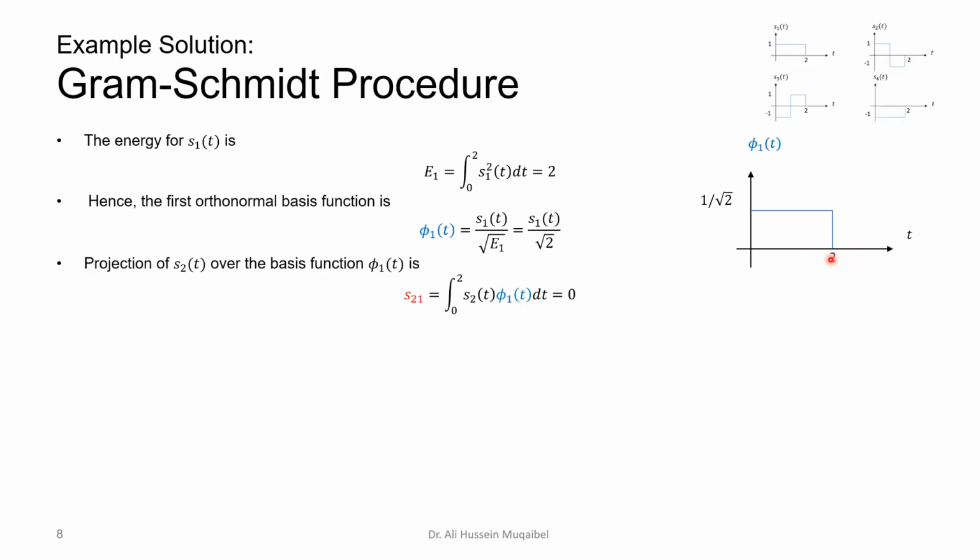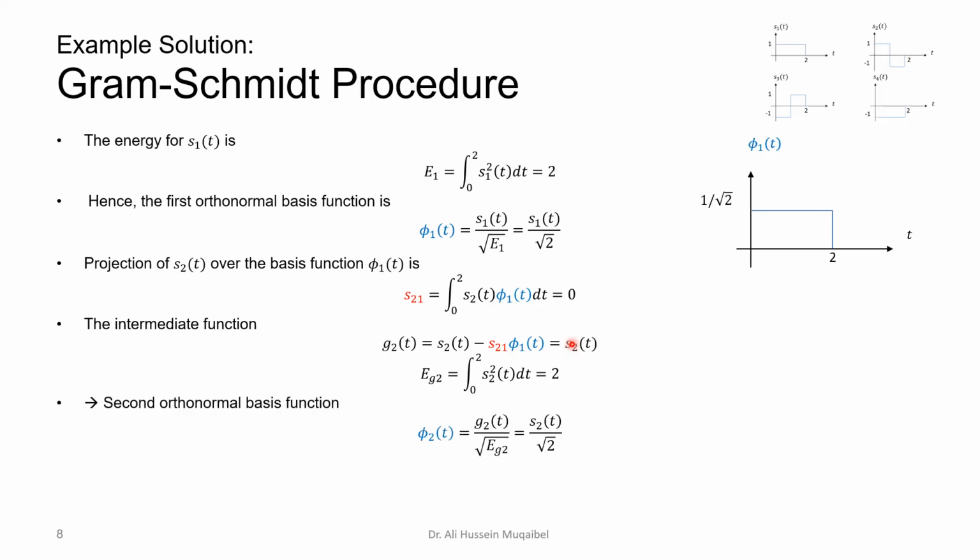Now, for the second base, I will take the second signal and project it on the first base, and I get an area equal to 0. For the intermediate function, we subtract 0 from S2. What remains is S2, which means that S2 is another base function, but it needs to be normalized, since its energy equals 2. So the second base will be the second signal, normalized.